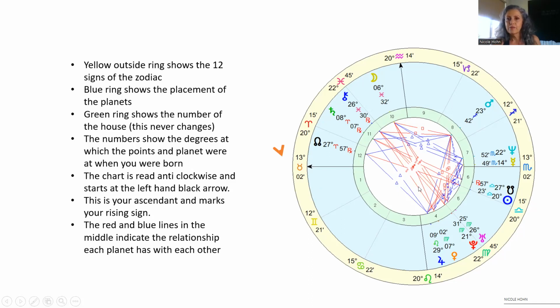Now, the red and the blue spaghetti lines in the center here show the relationship between the planets. The planets affect each other in either a very easy way or a slightly challenging way, and that's what all those middle lines represent as well.